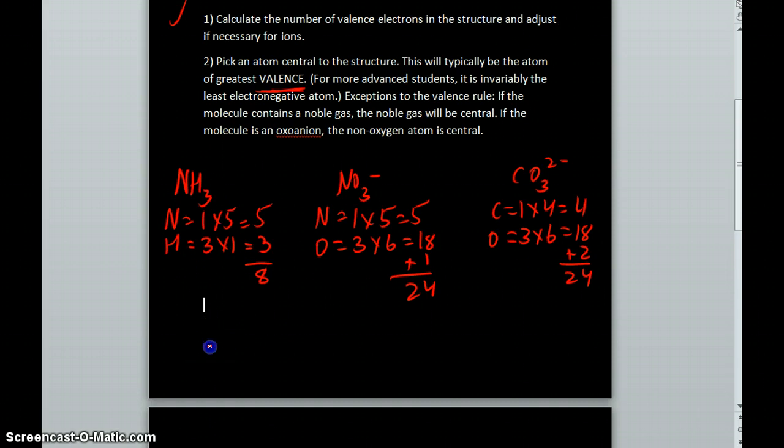So the central atom here is going to be nitrogen. Central atom here, because it's an oxoanion, will be nitrogen. Central atom here, because it's an oxoanion, will be carbon.